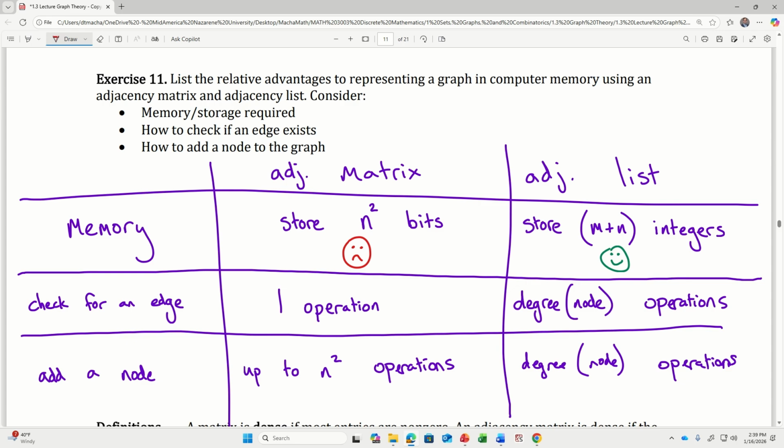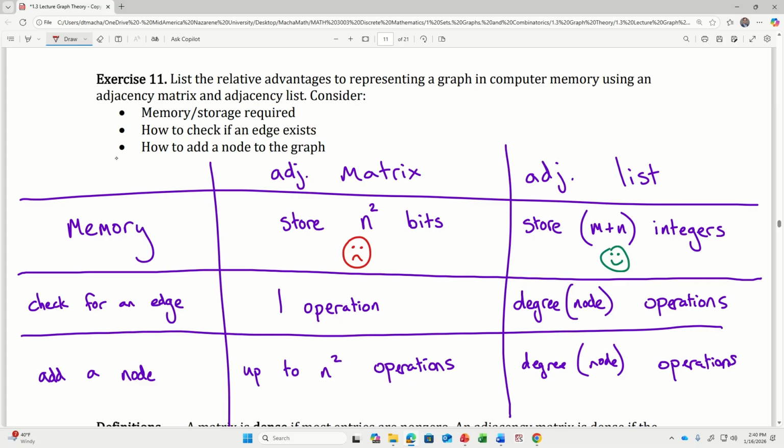But what if I have a billion users and each user has 200 friends on average? Well, then we're talking about 200 billion-ish. 200 billion is a lot smaller of a number than 10 to the 18. So even though it's a big number, an adjacency list would take up way less memory than 10 to the 18 bits.